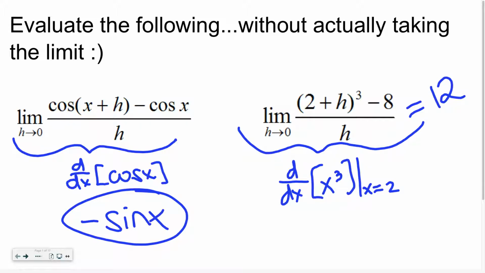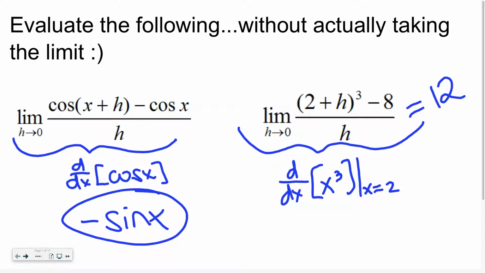You will see problems like this on every single AP test. So while you had that hidden bonus on your quiz, no longer will that be a hidden bonus. That is one that I'm going to expect you to be able to recognize from here on out. Does that make sense? Okay.